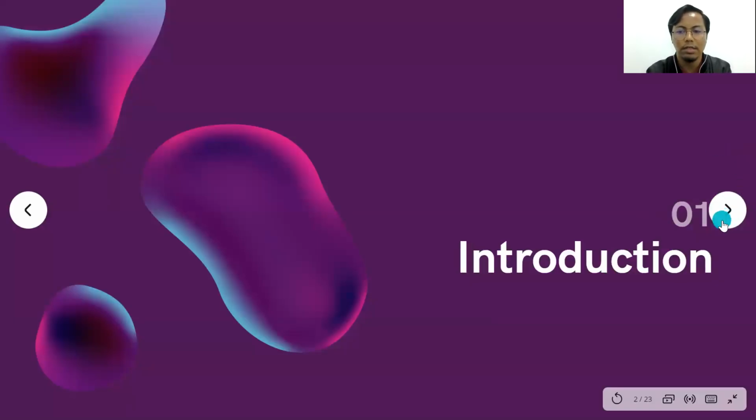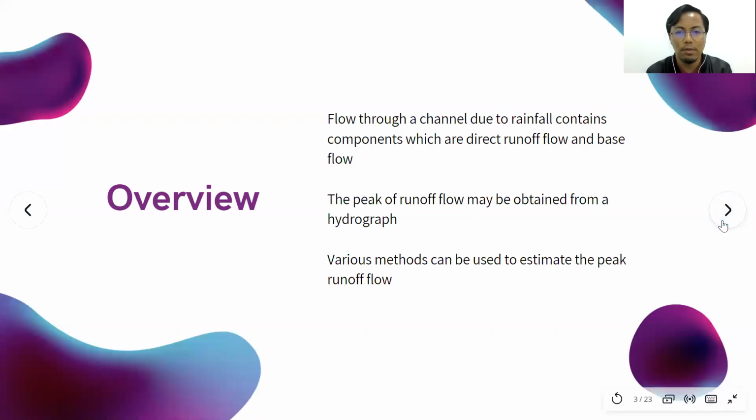So for the introduction, as an overview, the flow through a channel due to rainfall contains two components: direct runoff flow and base flow. My FYP is to study the estimation of peak runoff flow. There are various methods to estimate the peak runoff flow.